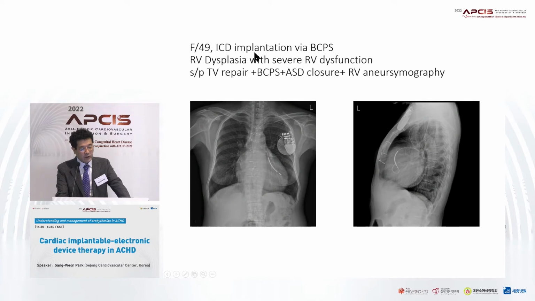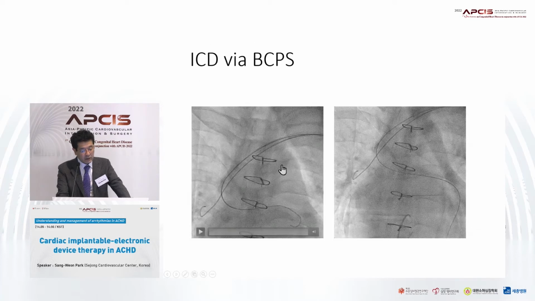For this patient, we did ICD implantation. He showed ventricular dysplasia with severe ventricular dysfunction, and he experienced TOF repair 3 years ago, BCPS, and ASD closure, and ventricular aneurysmectomy. This is the result of the ICD implantation via the PLSVC. After the guide wire, we advance the guide wire from the SVC to the pulmonary artery and RV.